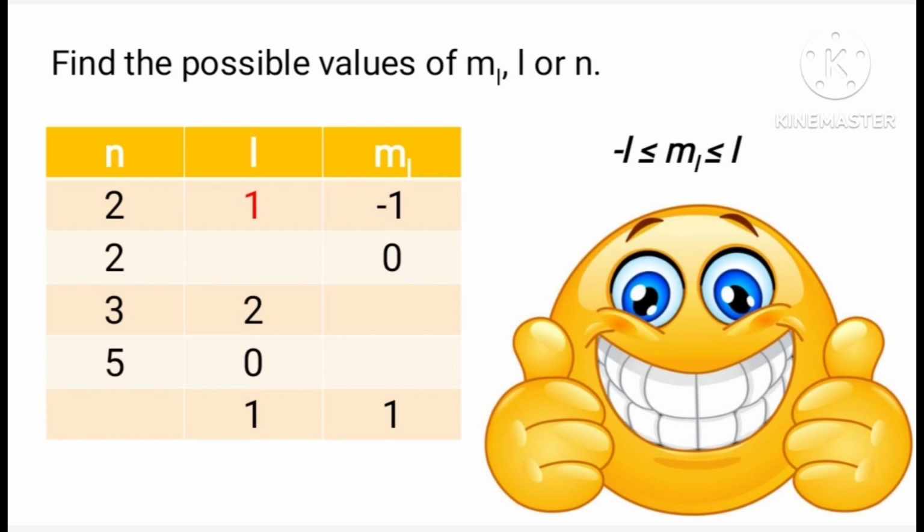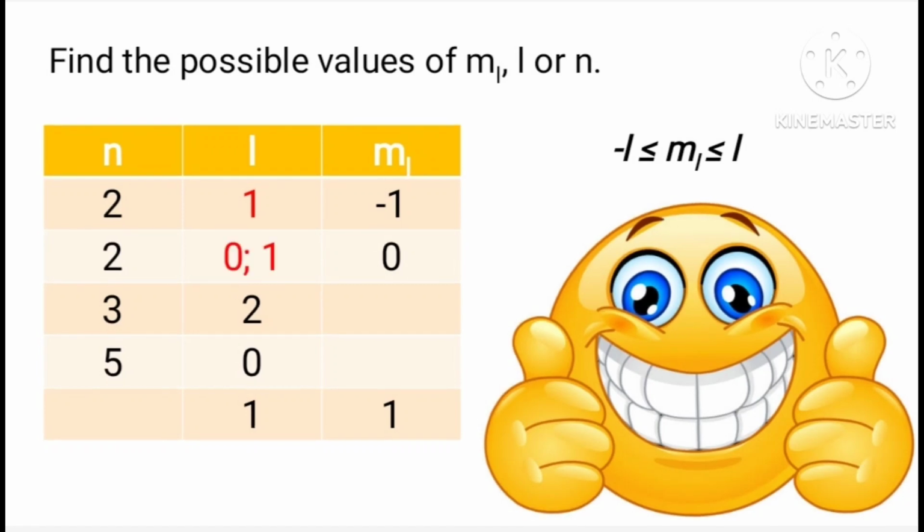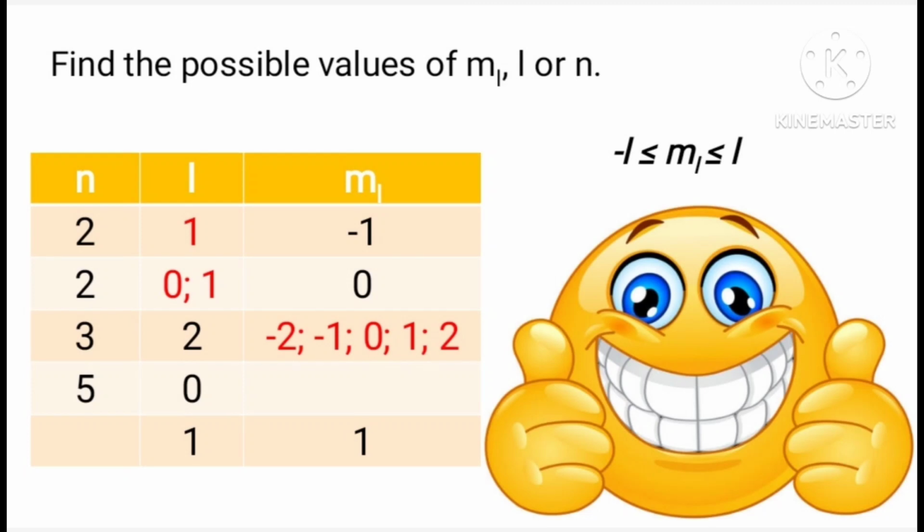Let's go to the next exercise. Next row. So n is 2. Again, we say L can be from 0 to 1. We see that ML is 0. If ML is 0, it means L might have both values. If L is 0, ML will be 0. If L is 1, ML can be minus 1, 0, or 1. So both variants are possible. L here can be 0 or 1.